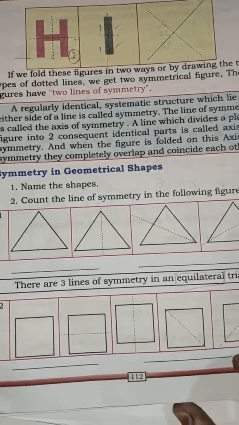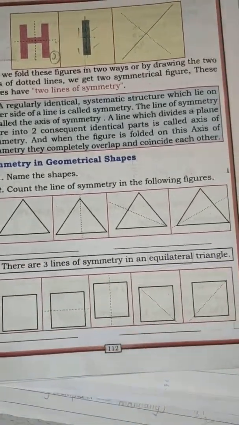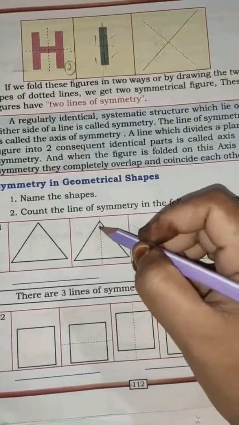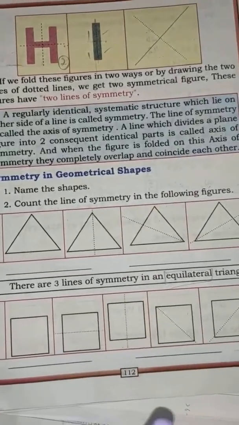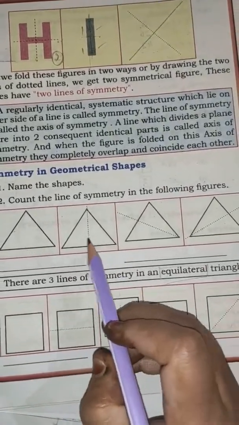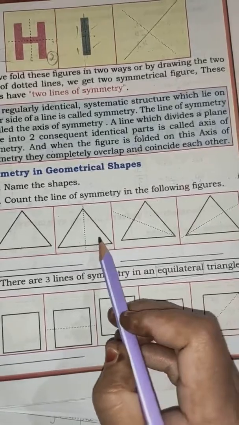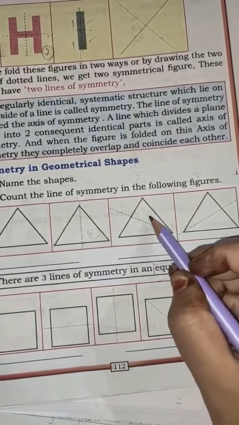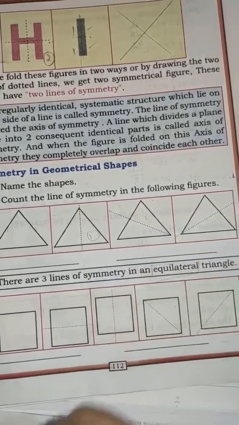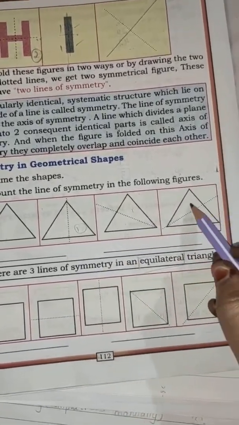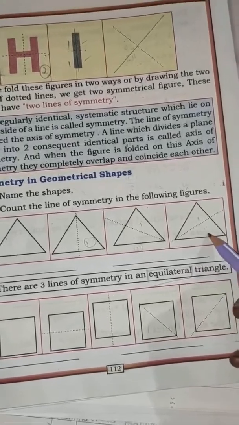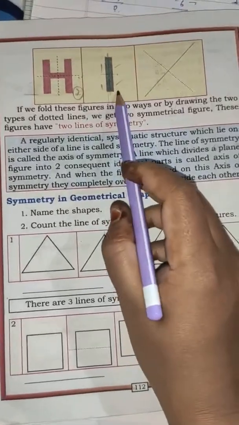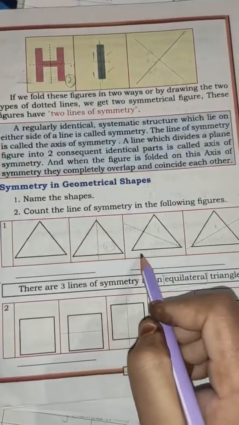Now children, just count the lines of symmetry in the following figure. This is one simple one. When we put the line like this, yes, we got two equal halves here. This is the first one. Next one, if I cut it like this, I will get two equal halves like this. So this is another line of symmetry. Here, if I cut it like this, I will get two equal parts. Then this is a third line of symmetry. So there are three lines of symmetry in an equilateral triangle, whereas here we have two lines of symmetry. This is called three lines of symmetry.